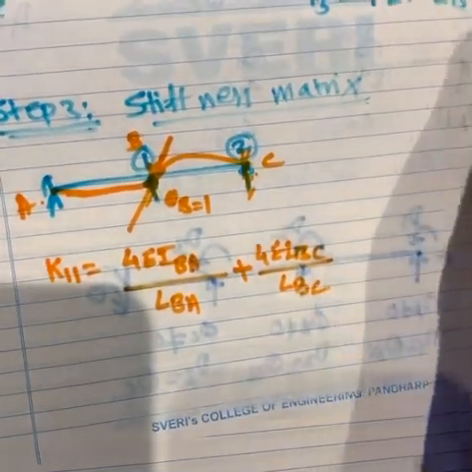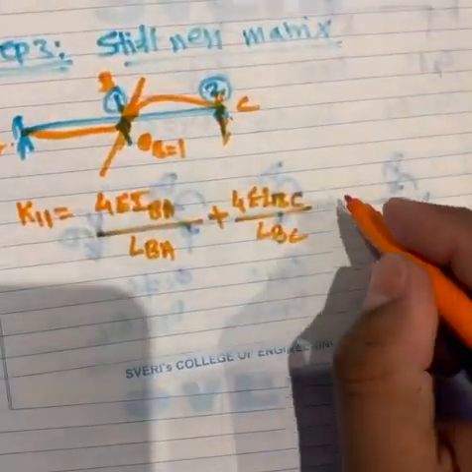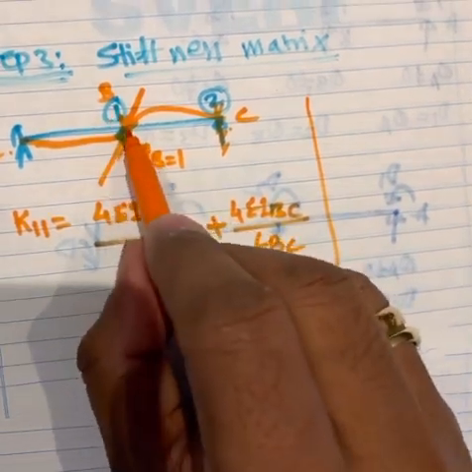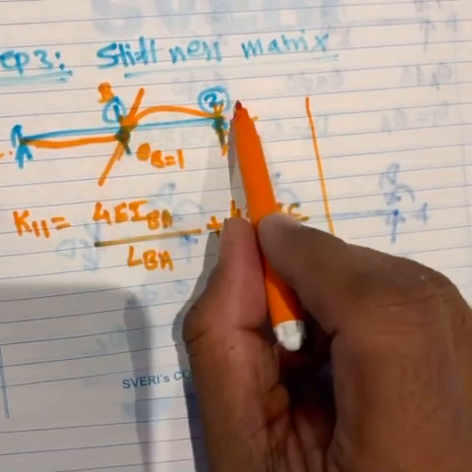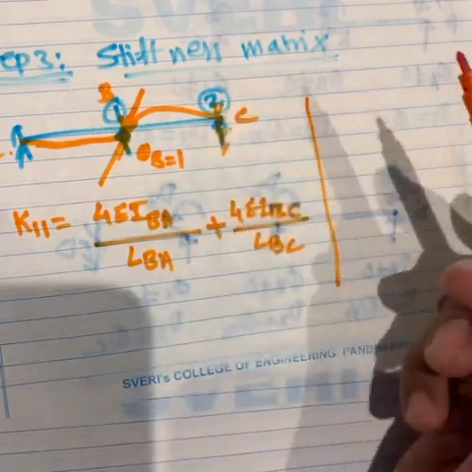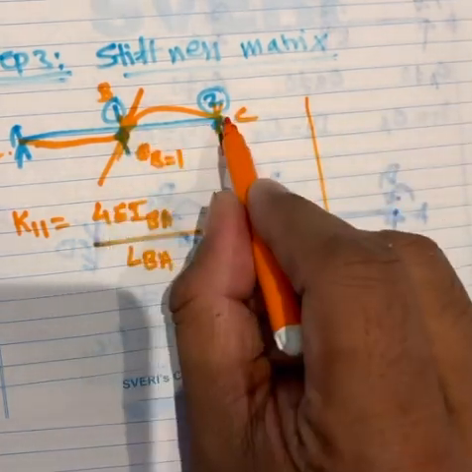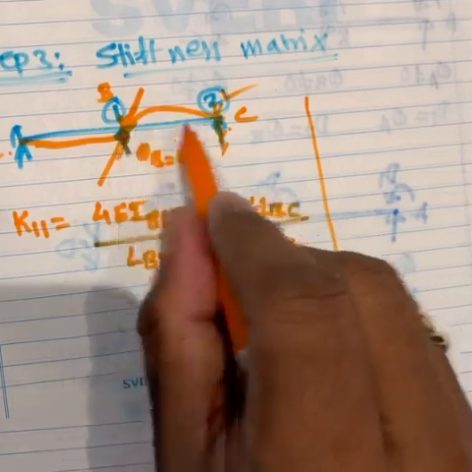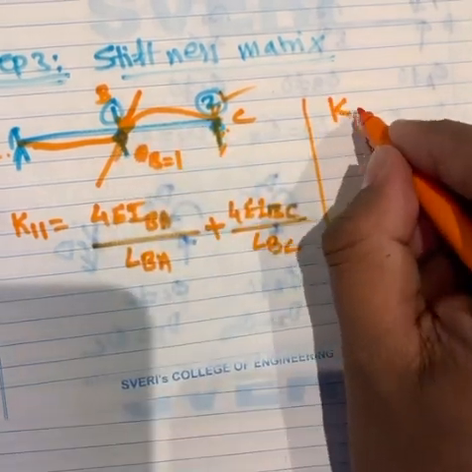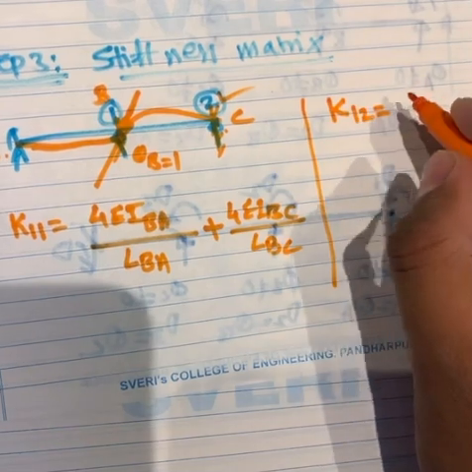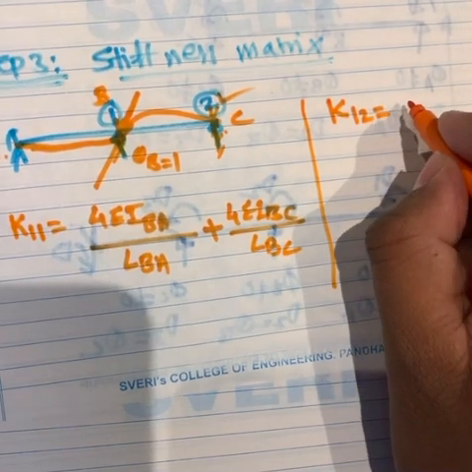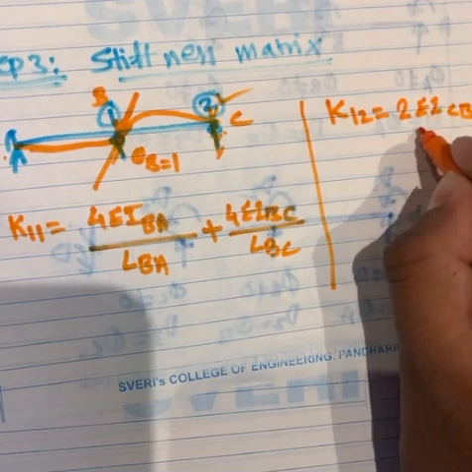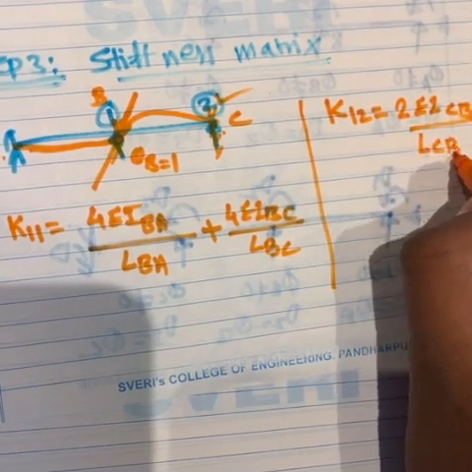Okay, so what will be K12? If you see K12, because of unit rotation at 1, what is happening at 2? It is 2EI by L, and as 2 is here, you have to focus only on the BC span. So K12 will be nothing but 2EI_CB divided by L_CB.